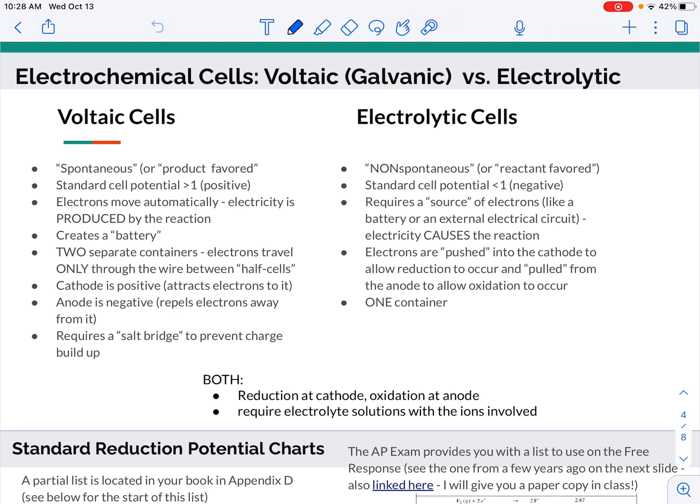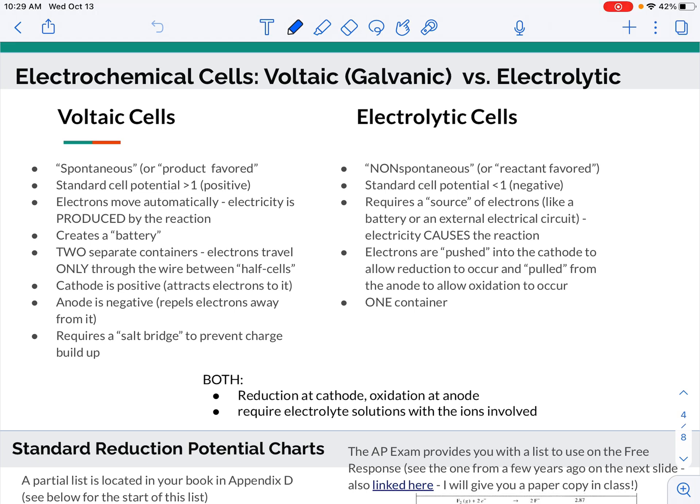Related to that would be what we call the standard cell potential, and you'll learn more about that as we keep going, but you should know a little bit already from your targets. The value of the standard cell potential for voltaic cells is positive, or greater than 1, and the standard cell potential for electrolytic cells is negative, or less than 1. So if you solve a reaction for the standard cell potential, you can tell whether that reaction would be product favored, or whether it would be reactant favored, based on the sign of the value of the standard cell potential.